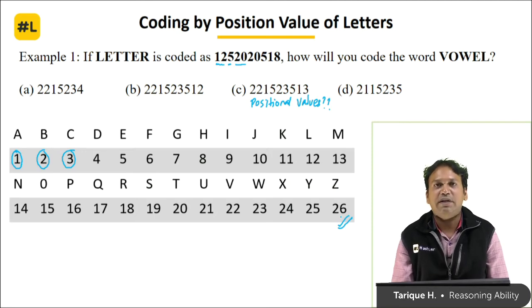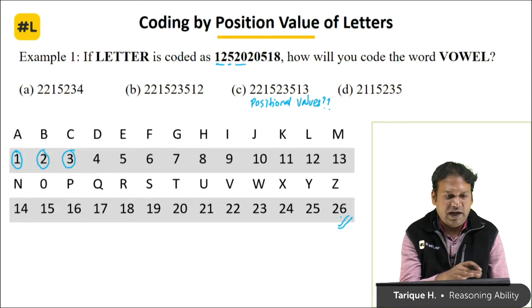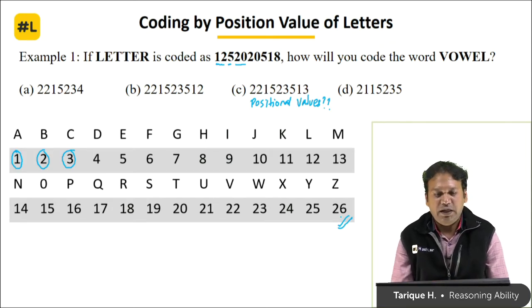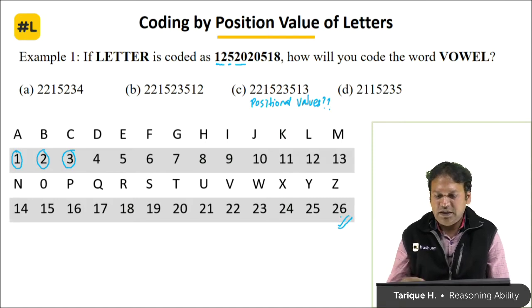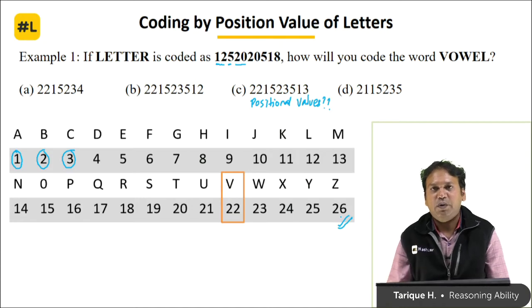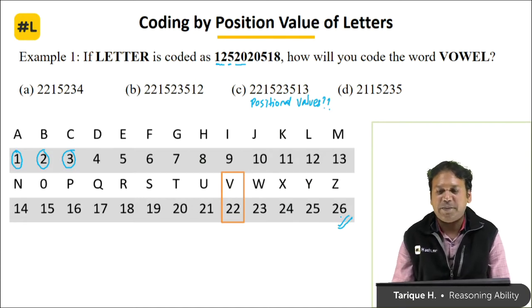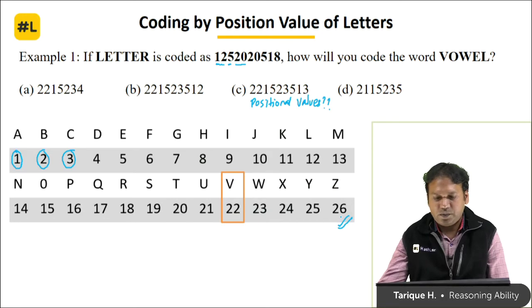So one of the easier kinds of question is based on assigning values starting from A as 1, B as 2, C as 3. So based on that we have this question here. If LETTER is coded as 12520 20518, what will be the code for VOWEL? Very simple, you can try and get the answer. Let us see here. First of all, what is V equal to? 22. V is the 22nd letter. What is O equal to? So you see O is 15.